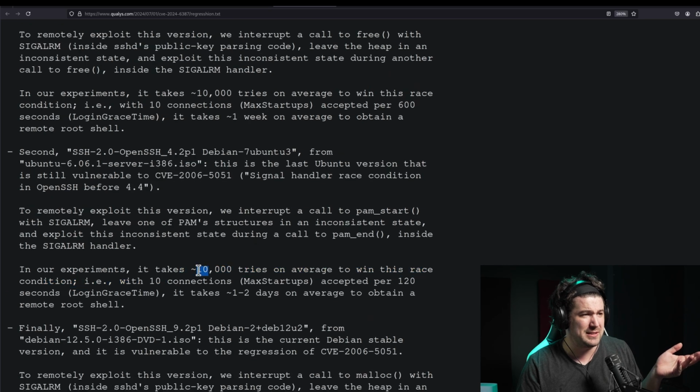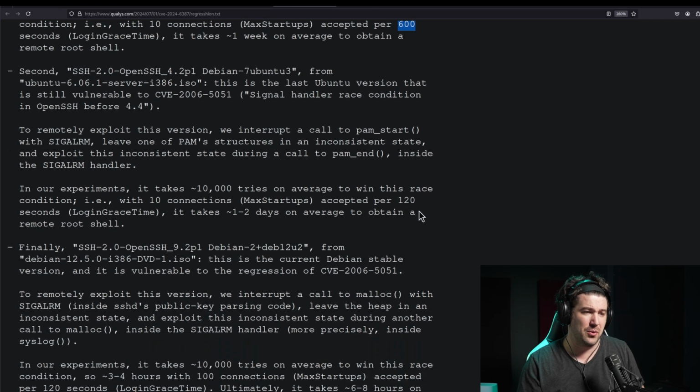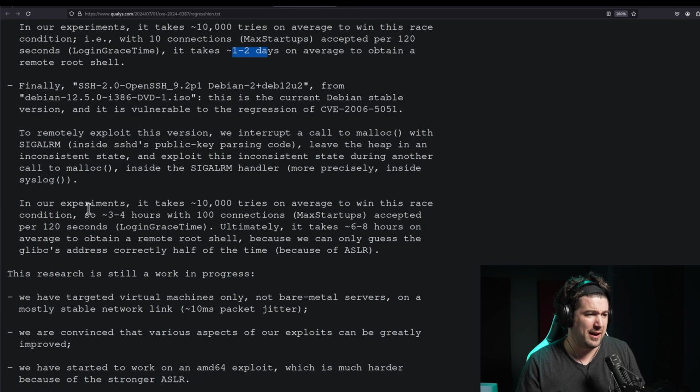If it takes about 10,000 tries here, with 10 connections, oh, this is 120 seconds. This is the 600 seconds. Okay. So this one's the default of 120, which only takes 1 to 2 days on average. And then this one takes about the same number of tries. It's how fast you can get through those tries. So 3 or 4 hours with 100 connections. This one just allows more connections. Ultimately, it takes 6 to 8 hours on average. Okay, that's interesting.